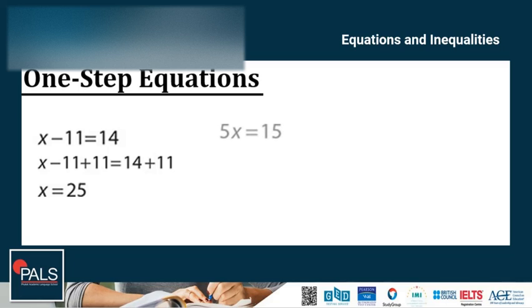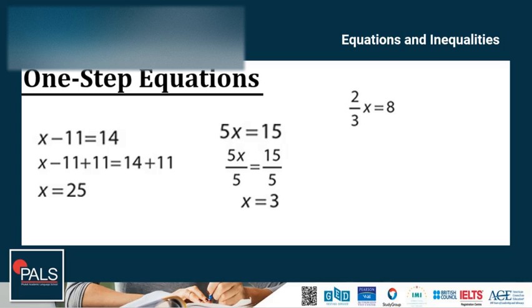Another example, 5x equals 15. The operation is 5 times x, multiplication. So to undo multiplication, we can divide both sides by 5. So 5x divided by 5 is x, and 15 divided by 5 is 3. So x equals 3.